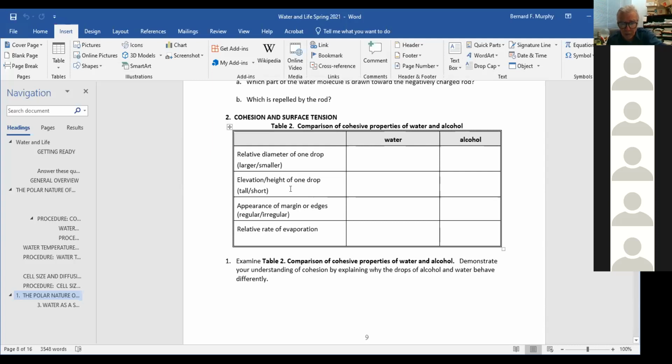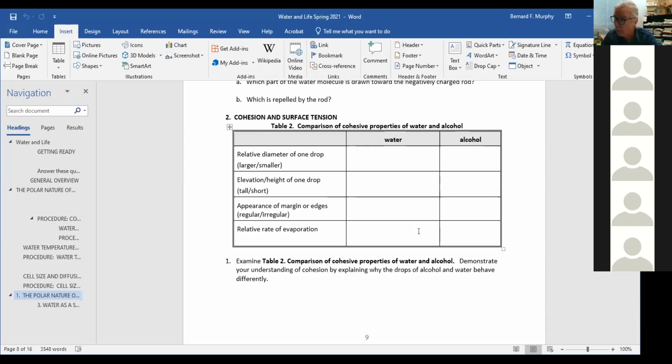So the elevation or height of one drop: tall for water, short for alcohol. Appearance of margin edges: regular for water, nice and round, irregular for alcohol. And then you wait to see which one evaporates first. You don't have to wait till both of them evaporate, but which one evaporates first? Alcohol. Because all it has to do is break one hydrogen bond and it takes off. Whereas with water, each water molecule has to break several hydrogen bonds before it can take off and evaporate.